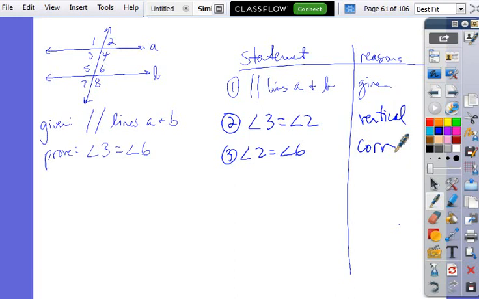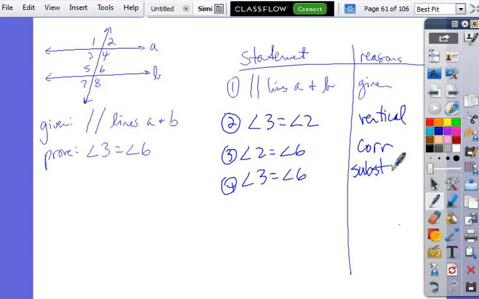If angle 3 is equal to angle 2, and angle 2 is equal to angle 6, what does that mean? Angle 3 is equal to angle 6, because of substitution. I substituted the 6 in the 2 spot, and then I have my proof. That was easier.